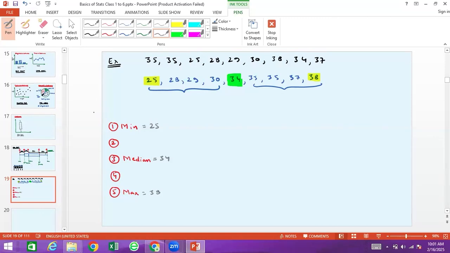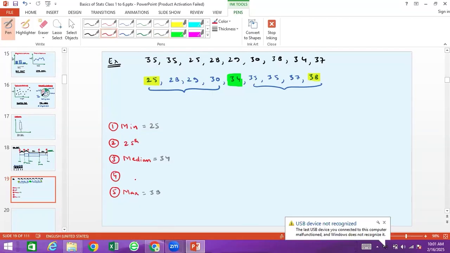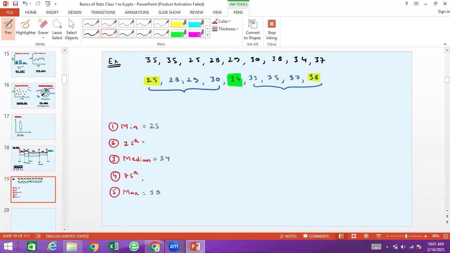Now we need to find the 25th percentile and the 75th percentile. This is the 25th and this is, let's say, the 75th. These we need to calculate now. So what will the 25th percentile be?